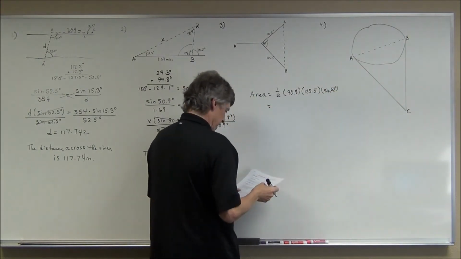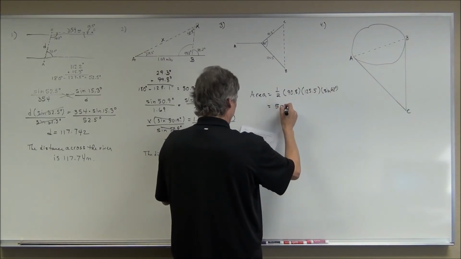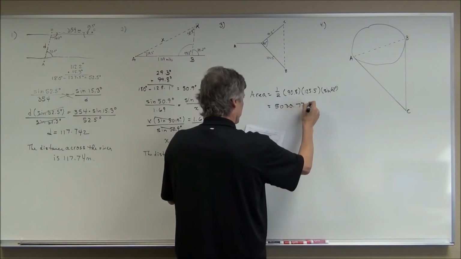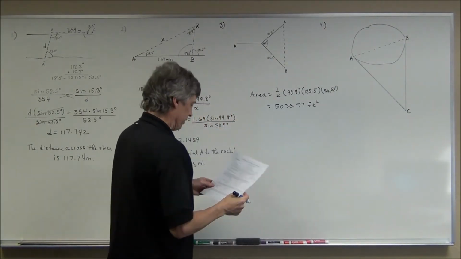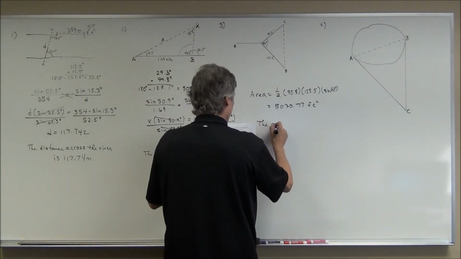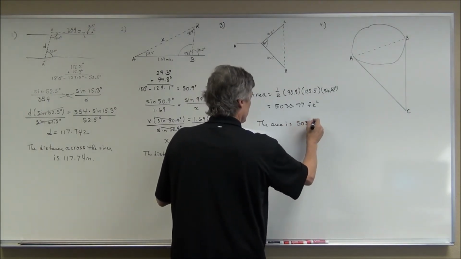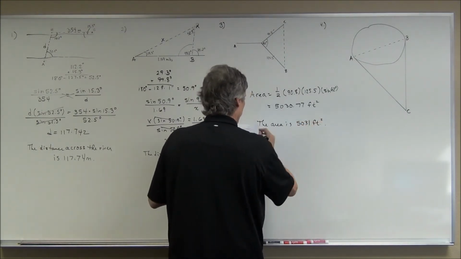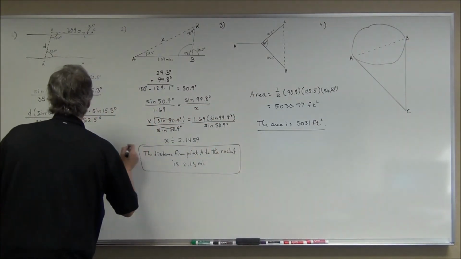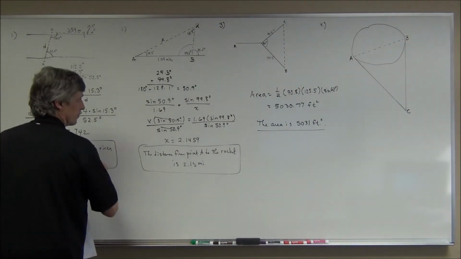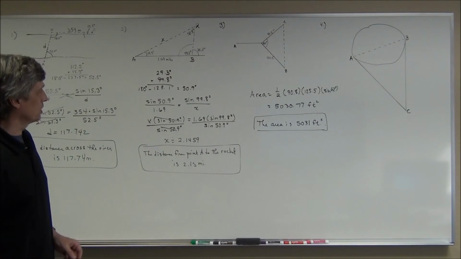So I just punched this out on a calculator, and I got 5030.77 square feet. So to the nearest whole square foot, the area is 5,031 square feet. Don't forget your units. Okay? These are story problems. Write your answer out in a short sentence.